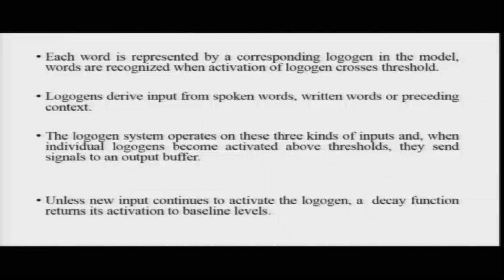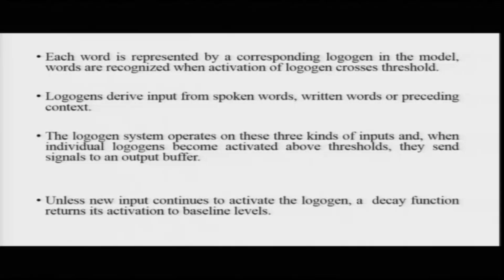Each word, as I said, is represented by a logogen in the model. Words are recognized when the activation of the logogen crosses a particular threshold. So, the logogens are collecting evidence, and when this evidence collection reaches a particular threshold, that is where you recognize a word. As soon as the evidence reaches a particular point and you are sure that this is the word that I already know, that is the point which is referred to as the threshold. Logogens, as I said, derive input from spoken words, written words, or also preceding context. What word will be said now? Suppose I am talking about cricket and the conversation is about cricket and batting and so on and so forth.